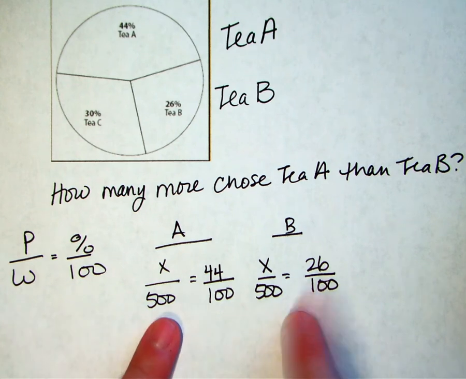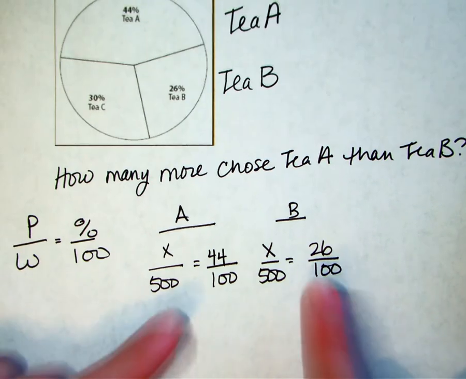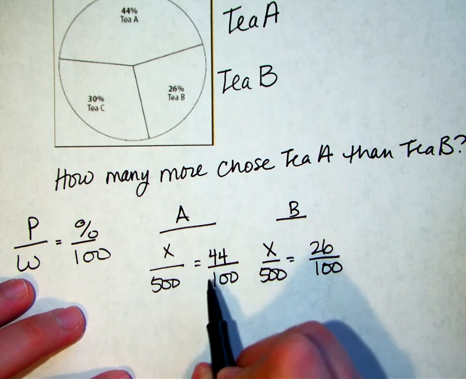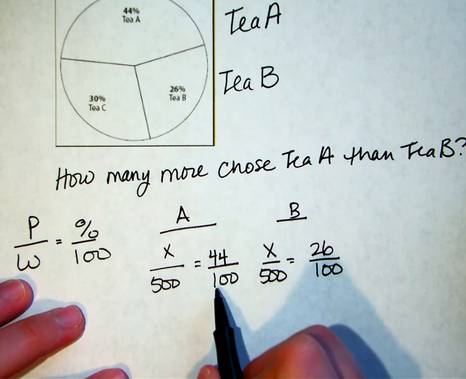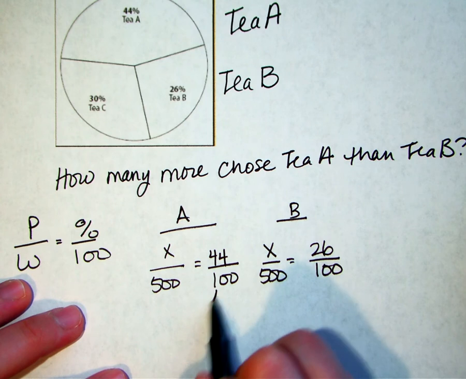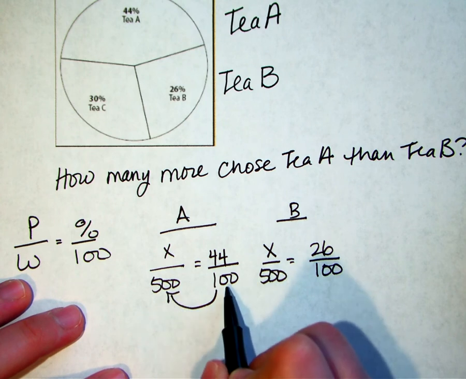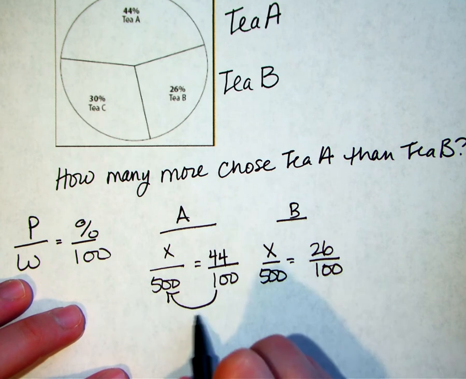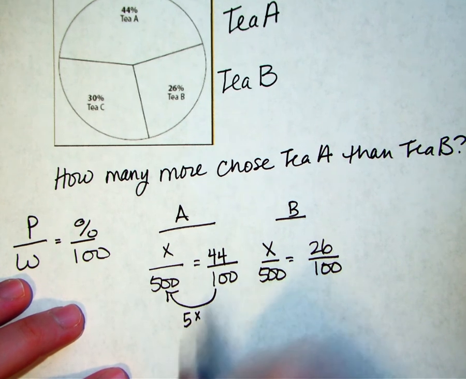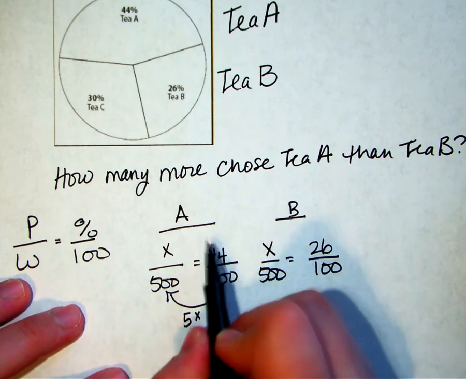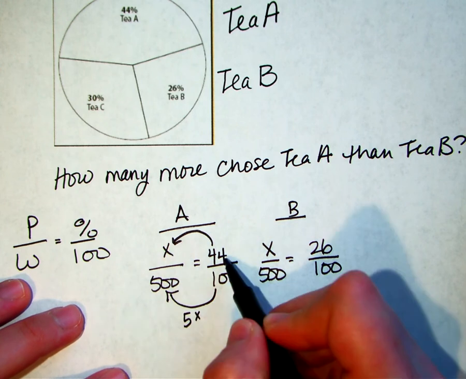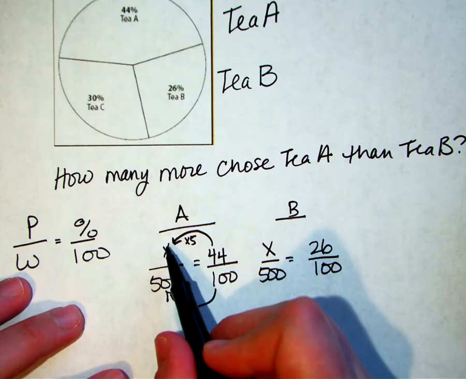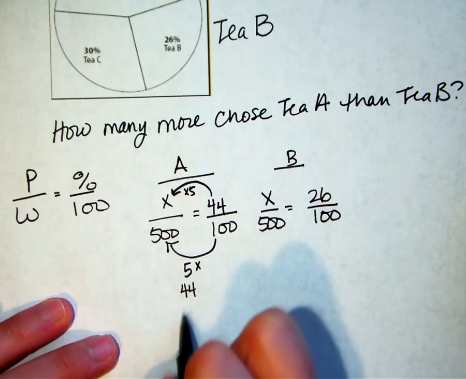So now here's A, here's B, and then we can solve for those missing pieces. So this is where you find a relationship or you do cross products. Right away I see a relationship between 100 and 500. So if I'm going this way, from 100 to get to 500, I know I could just multiply this whole fraction times 5, because 100 times 5 is 500. So that means I have to do the same thing to the top. So if I do 44 times 5, I'm going to get X. So 44 times 5.